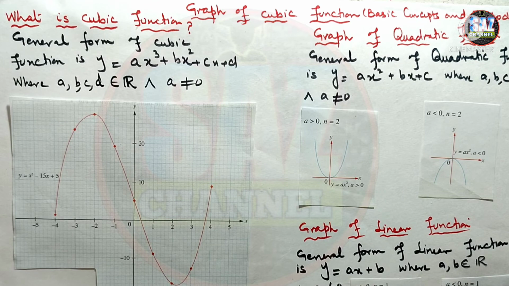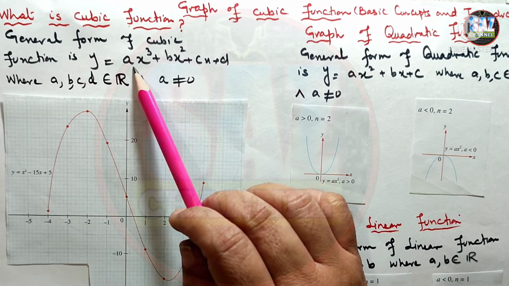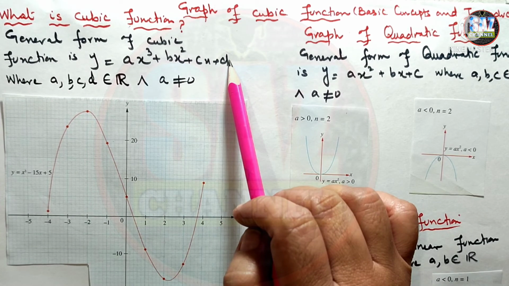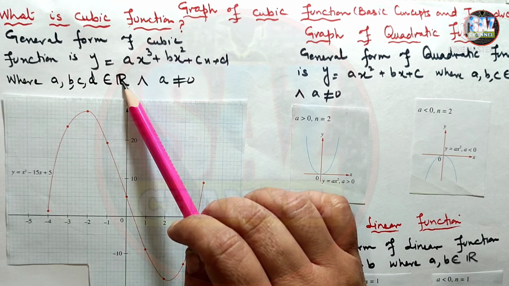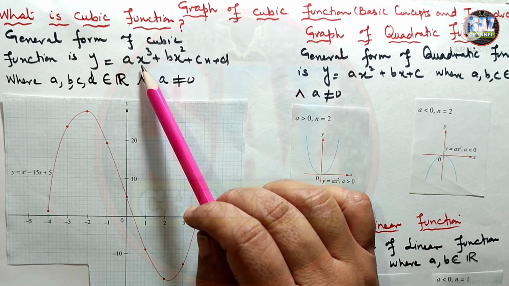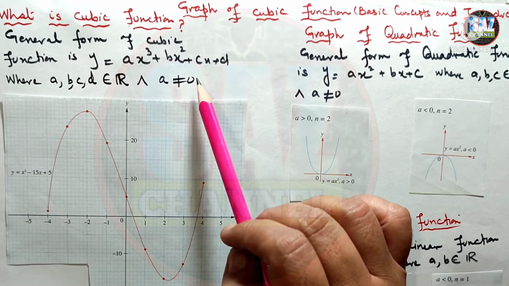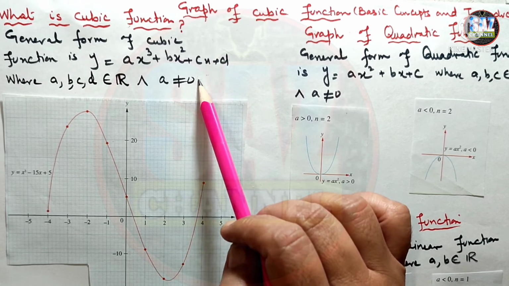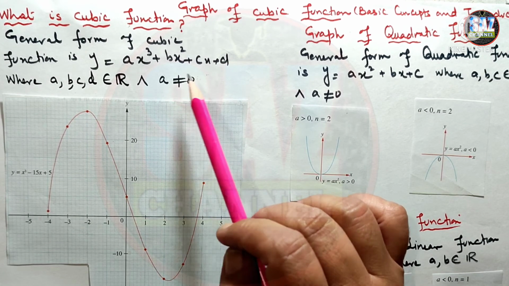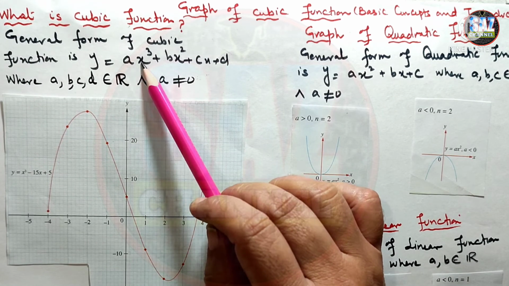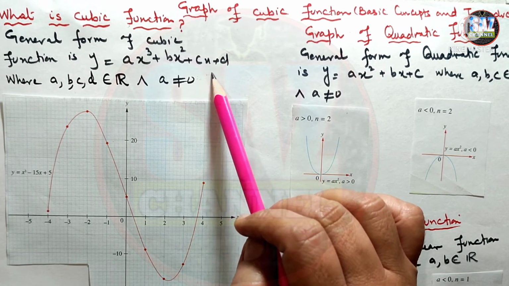As my children are familiar with the graphs of quadratic and linear functions, I have started my lesson with the cubic function. It's really important to understand what the cubic function is. The general form of the cubic function is y equals ax cubed plus bx squared plus cx plus d, where a, b, c and d are real numbers and a, the coefficient of the term having power 3, should not be equal to 0. This is really important to understand. Why should this not be equal to 0? Because if the coefficient of the cubic term is 0, then this whole term will vanish and we will have no more cubic function. That will become the quadratic function.